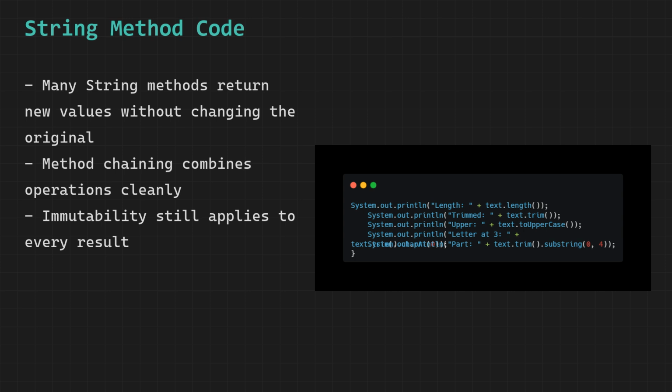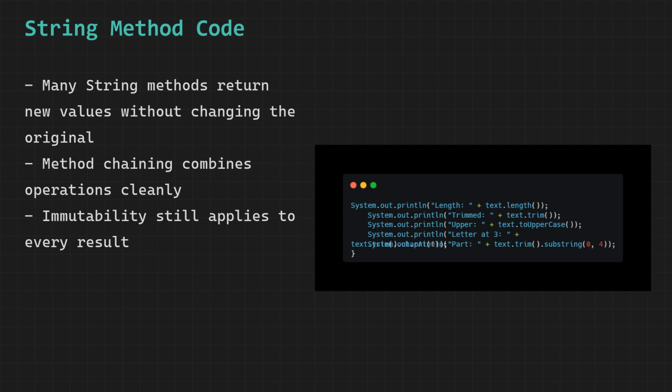The fourth line is an example of method chaining. We first call trim on text to remove the extra spaces and get a clean Java language string. Then we immediately call charAt with 0 on that trimmed result. charAt with 0 gives us the character at position 0, which is the very first character.